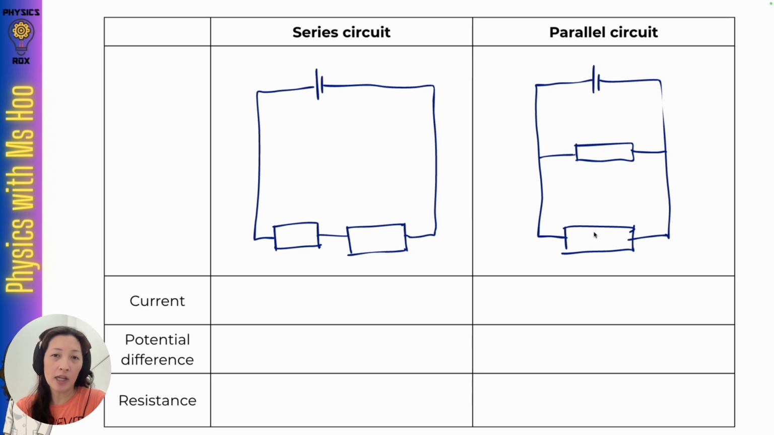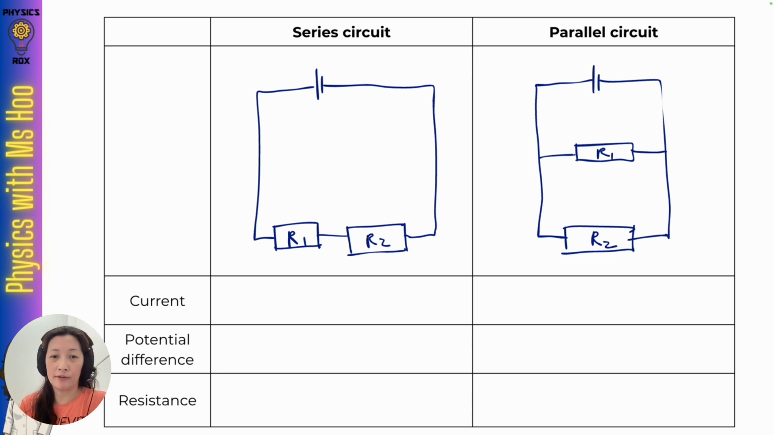Now, these resistors do not have to be identical. They can have different values. So I'm just going to label them as R1 and R2. So let's assume, for the sake of comparison, that the R1 in both circuits are identical and the R2 in both circuits are identical, but R1 and R2 are not necessarily identical.